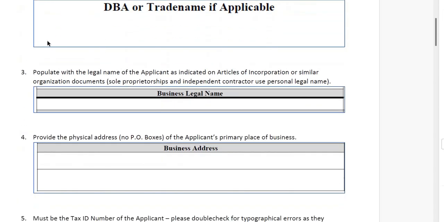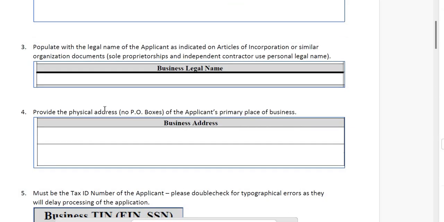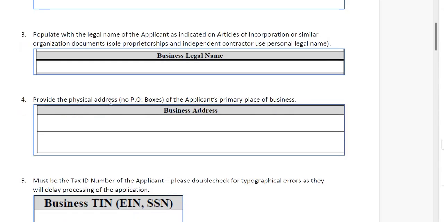Very simple. Instruction number three, populate with the legal name of the applicant as indicated on articles of incorporation or similar organization documents. Sole proprietorships and independent contractors, use personal legal name. It asks for your legal name here. Number three. And number four, provide the physical address, no P.O. boxes, of the applicant's primary place of business. Simple. Insert your business address on number four.